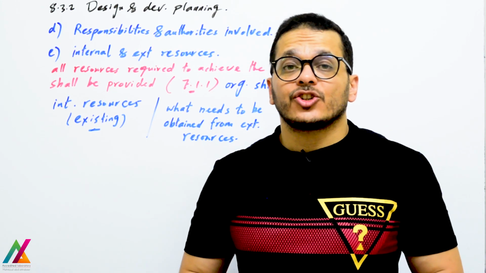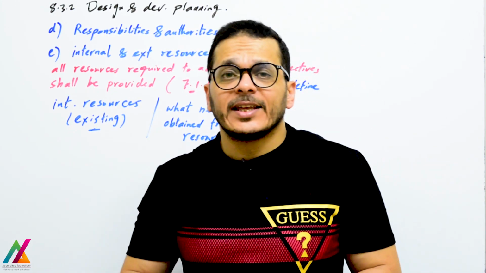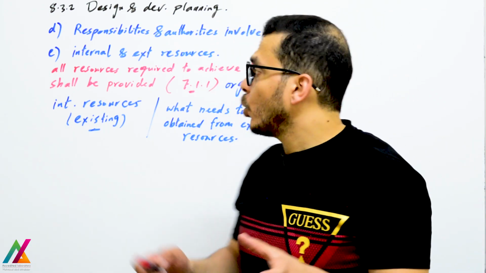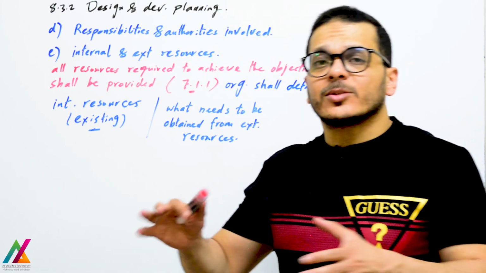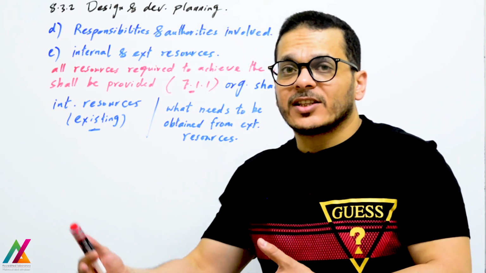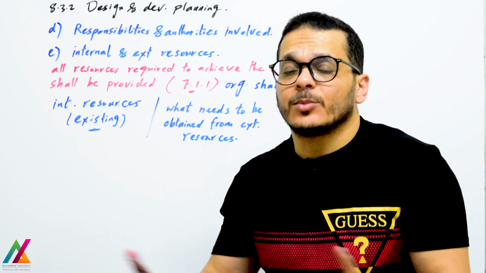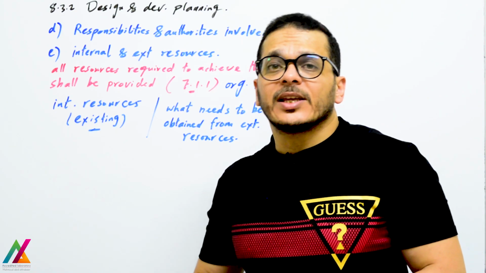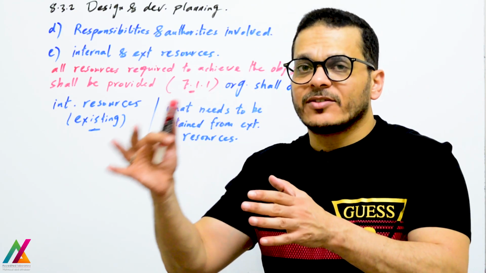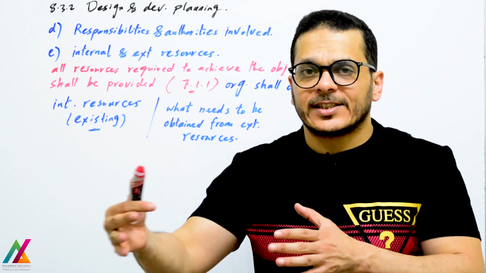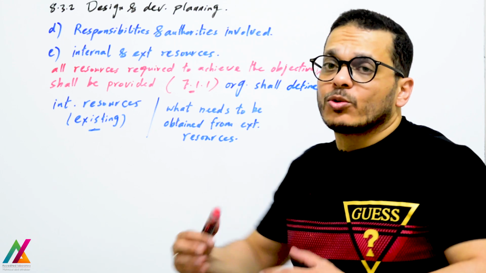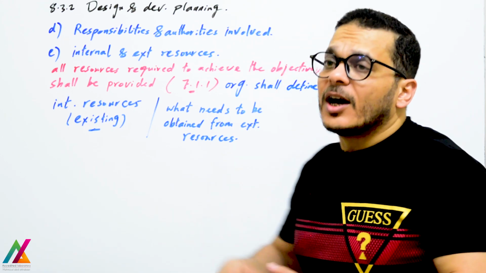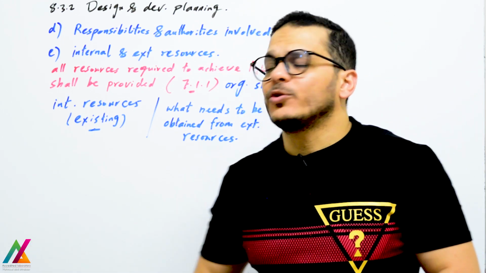And again, come back to design and development planning. During planning, the organization shall also consider responsibilities and authorities involved. Who is responsible for what? For each activity inside the process of design and development, you shall define a specific person who can do this job. So he is responsible to do this job, and who is authorized after him to do another job. So there will be no confusion.